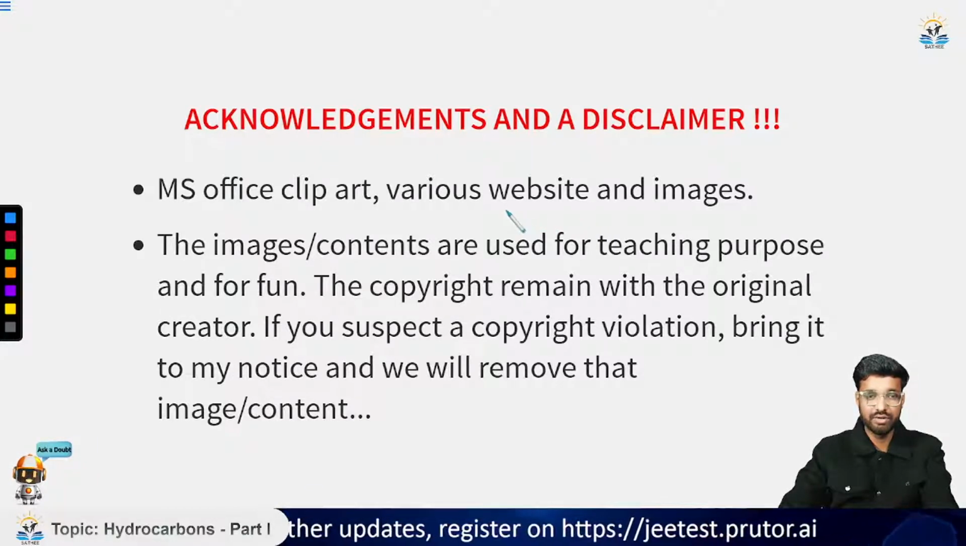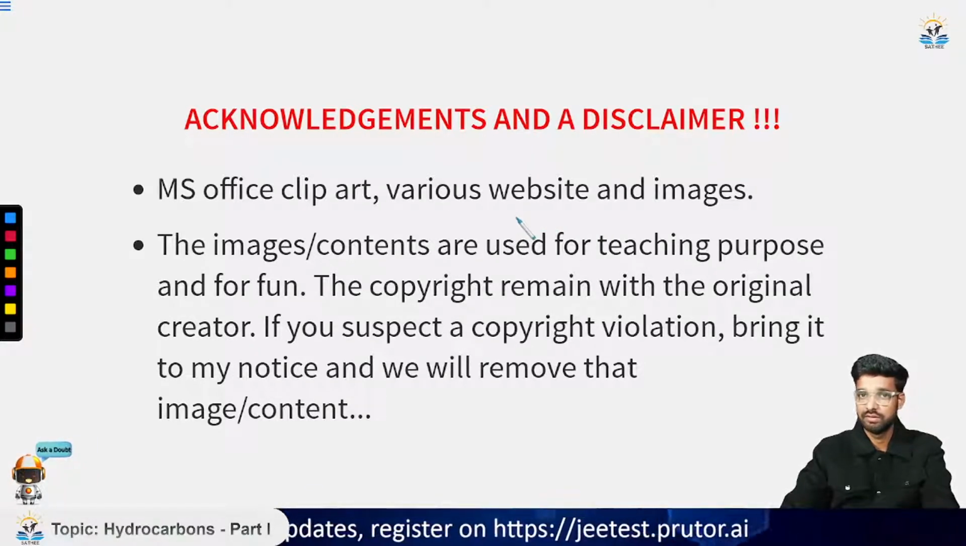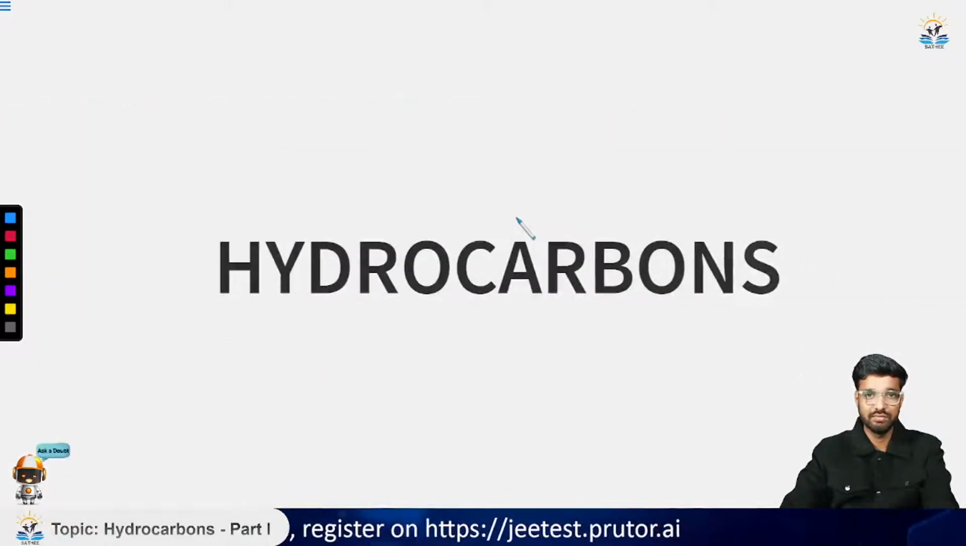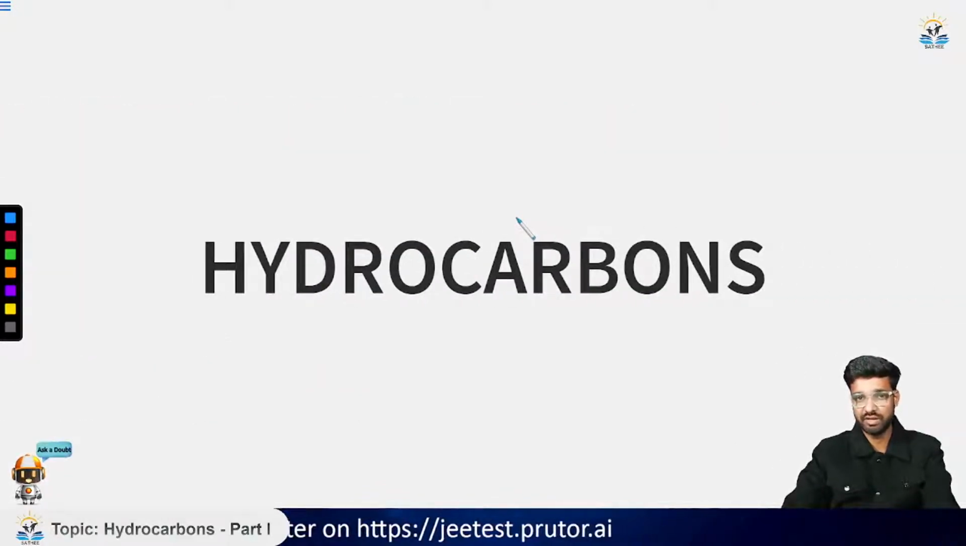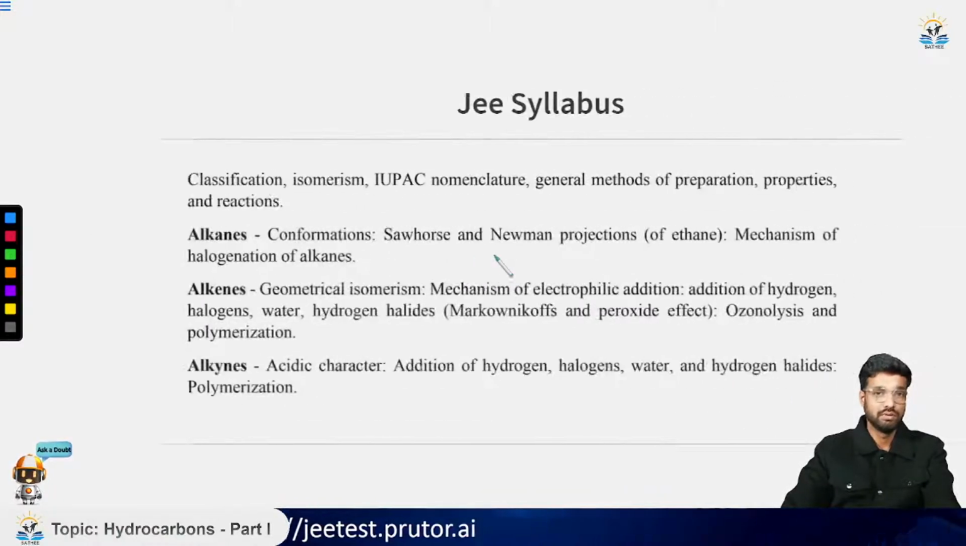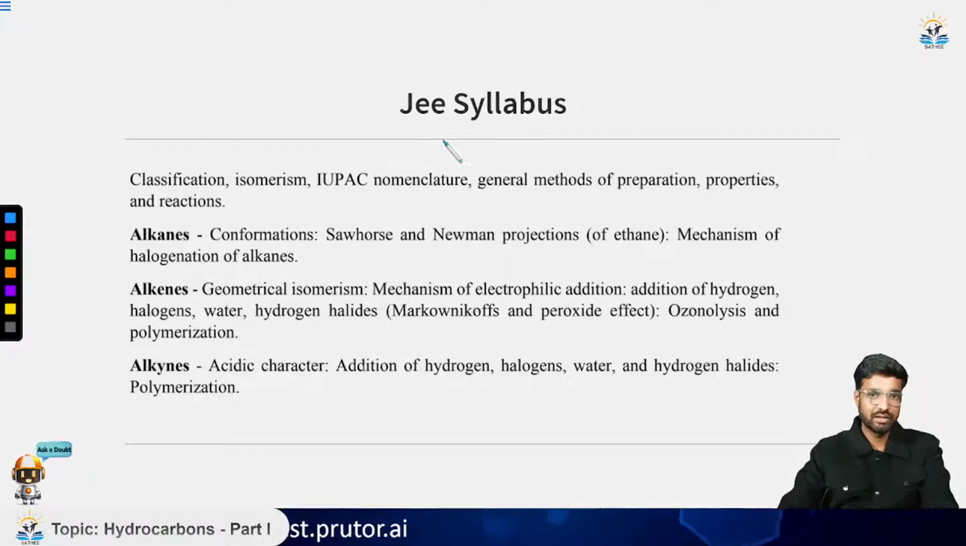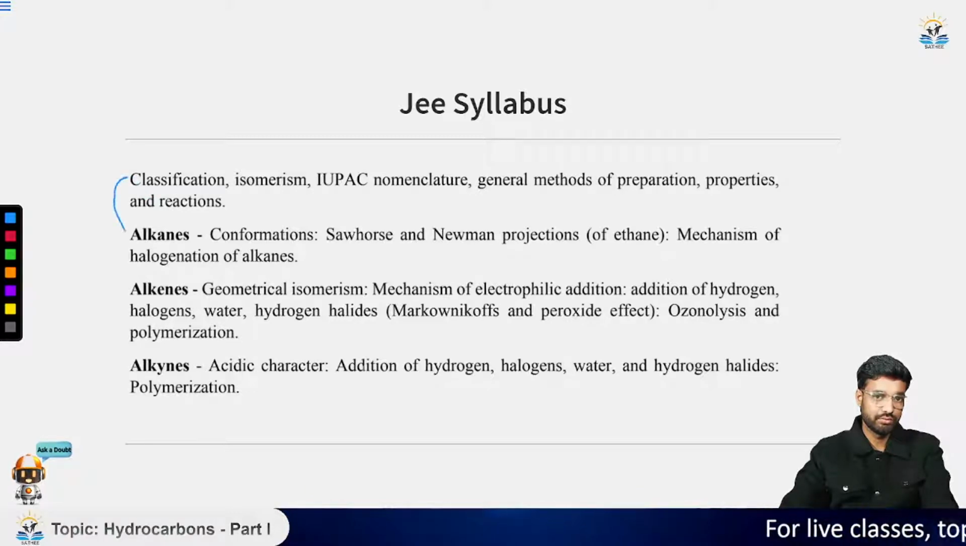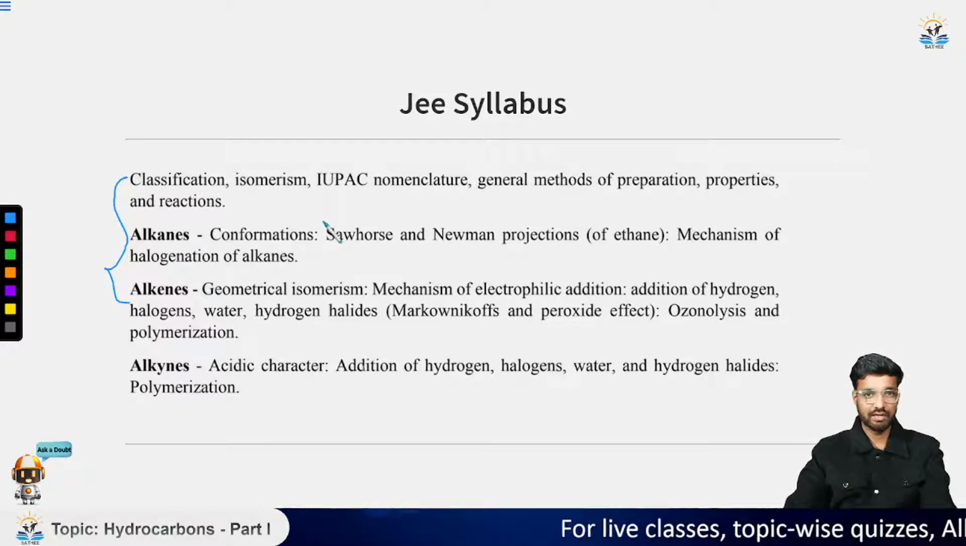Today we will be starting our new chapter, that is hydrocarbons. It will be of two parts, part 1 and part 2. This is the JEE syllabus that is given by the NTA. You can see here we have alkane, alkene, alkynes. Today we will be covering the first two, and the remaining alkyne we will cover tomorrow. So let us start.